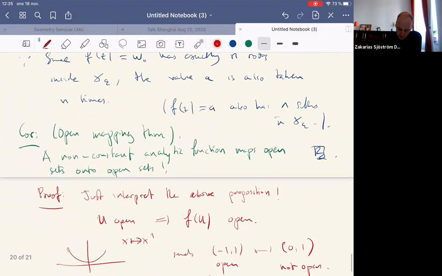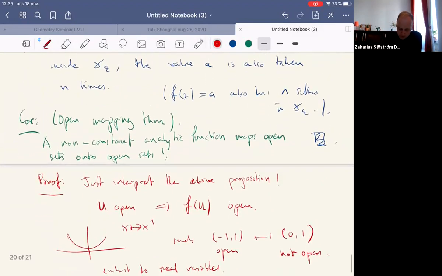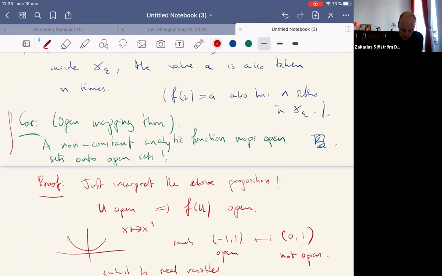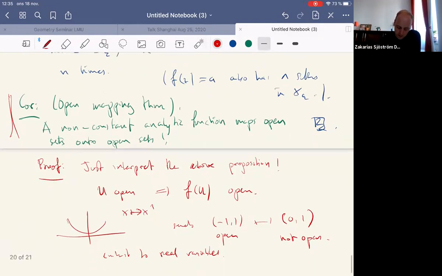Okay, so let me end there. Next time, I will just tell you in one minute what the proof is, how you interpret the proposition to get this, but it's not at all a big thing. And then we will continue working more on these local properties, going towards the maximum principle, and then we look at automorphisms of the disk, the Schwarz lemma, all of these kinds of things. So this will hopefully be a nice lecture.